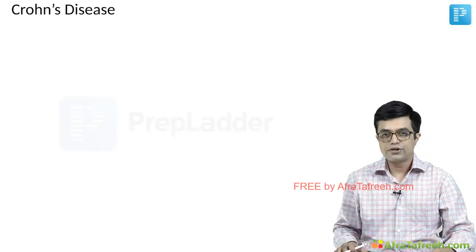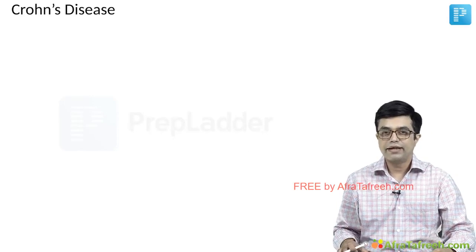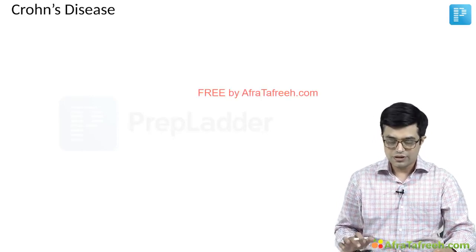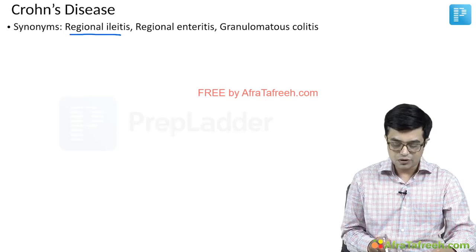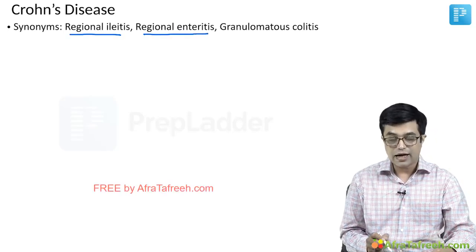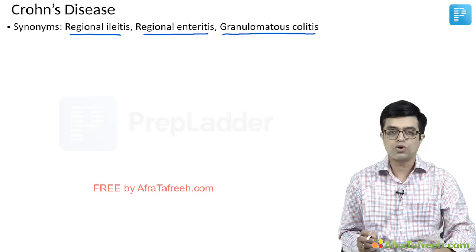Now let us move our attention towards the individual details, and the first disease we'll be discussing is Crohn's disease. Crohn's disease is also known as regional ileitis. It is also called regional enteritis, and because there is granuloma formation and it involves the colon also, an older name is granulomatous colitis as well.